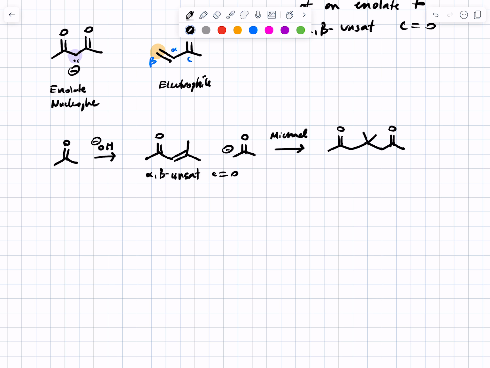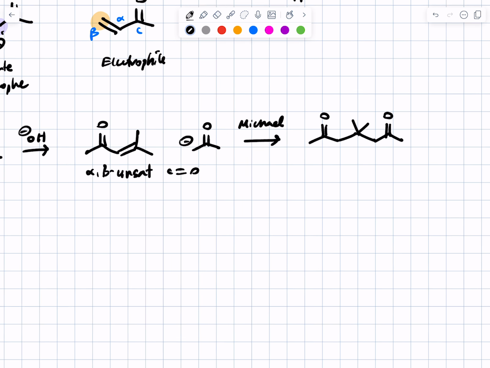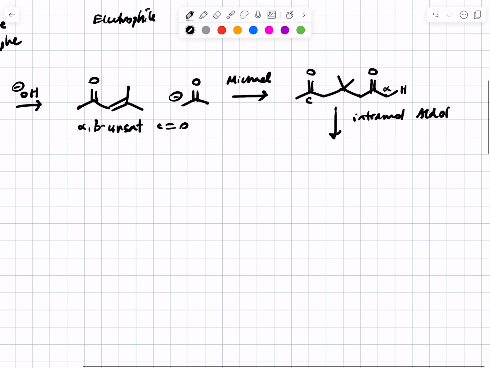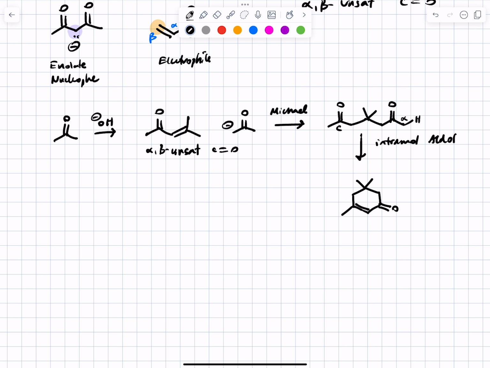Oh, how about that? And then, though you're not thinking of it at this point, this molecule itself has alpha protons and carbonyl carbons spaced such that if we did an intramolecular aldol reaction, we could close up a six-membered ring, and do a subsequent elimination reaction. That's the product of that.